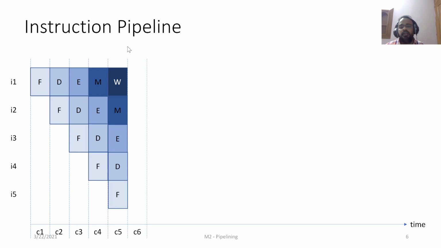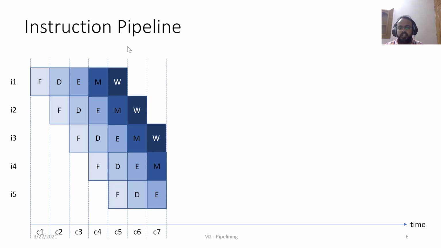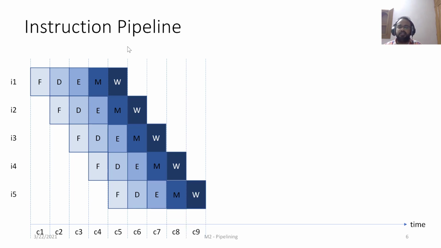In the sixth cycle, I2 will be in the write back stage, I3 will be in the memory access, I4 will be in the execute, and I5 will be in the decode stage. So extending that, in the seventh cycle, I3 will be in the write back stage, I4 in the memory, I5 in the execute stage, and so on and so forth. By the end of the ninth cycle, we'll be completing execution of I5 also.